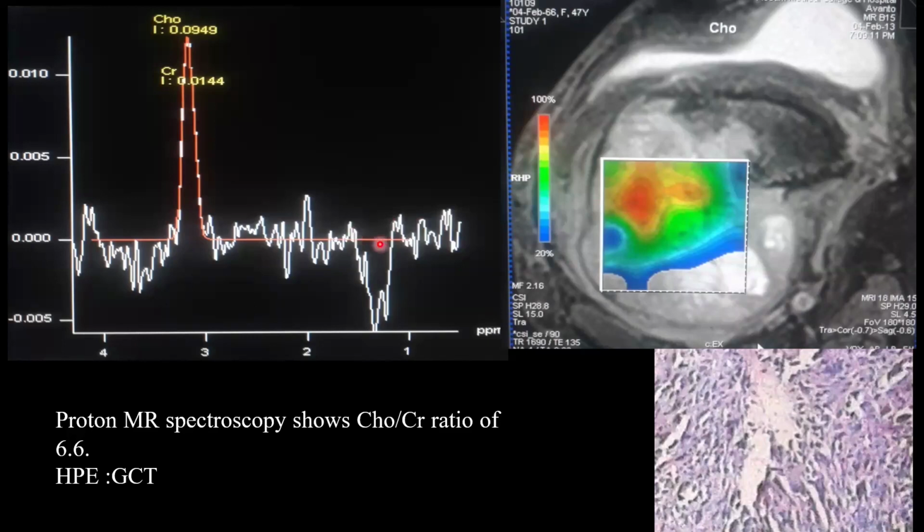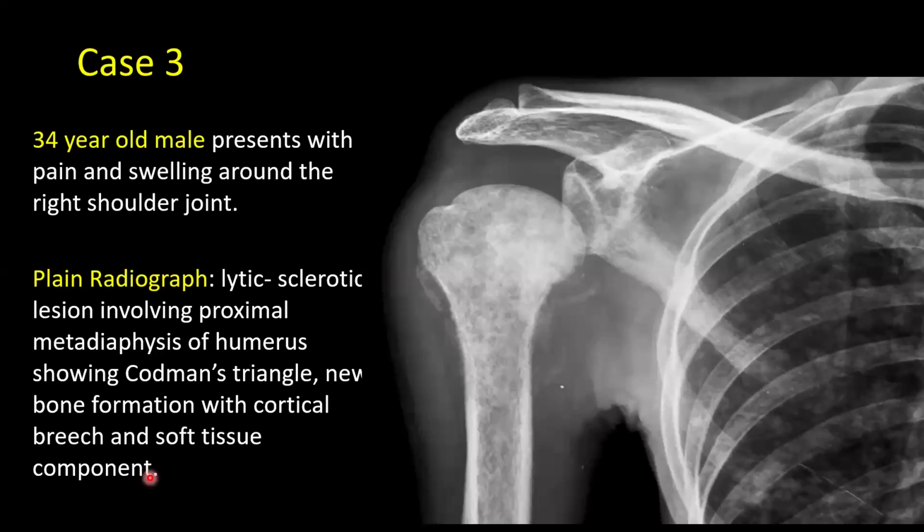The spectroscopy of this patient shows a small lipid-like peak, which we always get in MSK tumors. Here we can see that the choline creatine ratio is raised, and it is 6.6. So that is the histologically diagnosed GCT, but GCT is one of the benign tumors, what is called a quasi-malignant tumor, which shows a high choline creatine ratio. So this is the exception. GCT is a benign tumor, but it shows a significantly raised choline creatine ratio even in the spectroscopy.